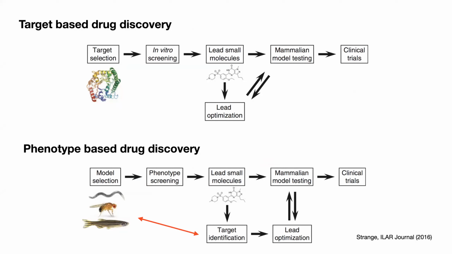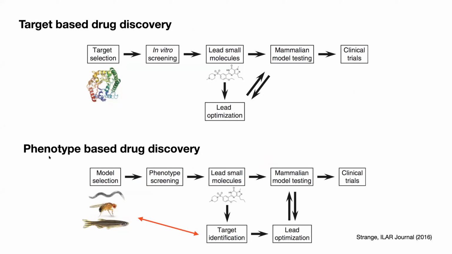so you can't really decide on any particular target. So an alternative approach is phenotype-based drug discovery, where you take your favorite model organism, and you construct a model. Hopefully you have a phenotype, because if you don't have a phenotype, you're out of business with that particular model usually.